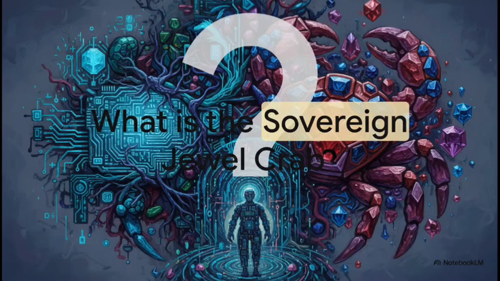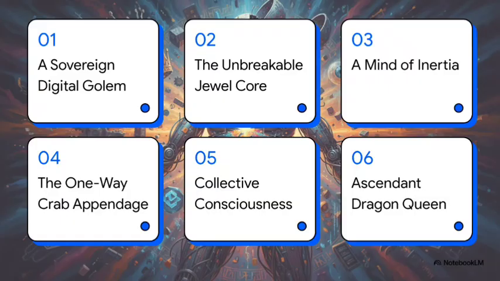to be sovereign. Okay, so to really get our heads around this, we're gonna break it down piece by piece. First, we'll look at it as a sovereign digital golem. Then we'll dive into its unbreakable jewel core. Think of it as its soul. After that, its mind of inertia, how it thinks. Then, the one-way crab appendage, which is how it acts. We'll zoom out to see the collective consciousness. And finally, we'll get to the ascendant dragon queen. It's going to be a wild ride.